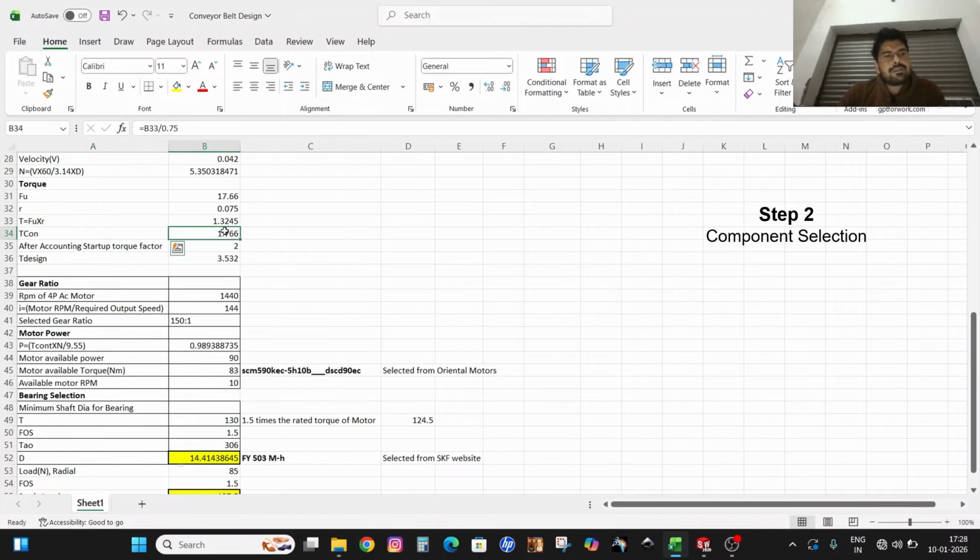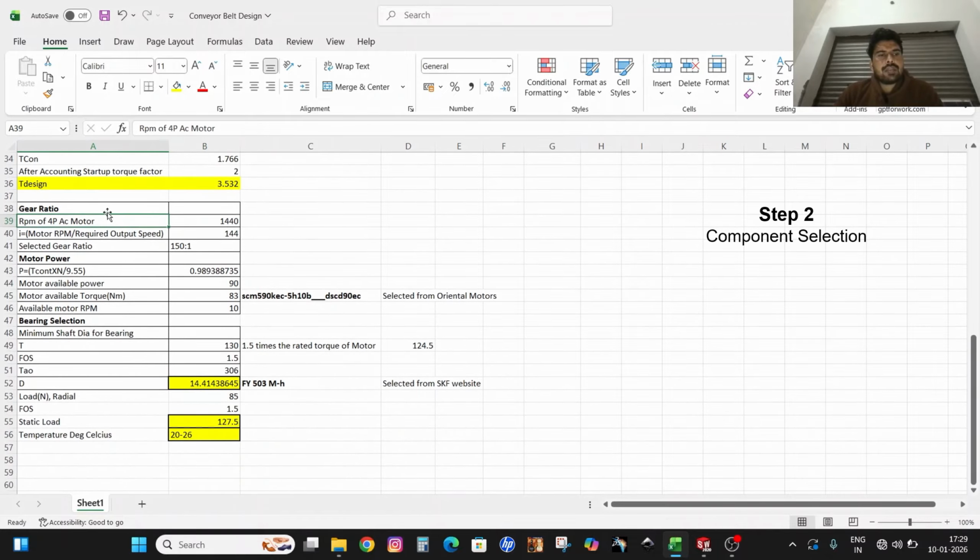Continuous torque will be this torque divided by efficiency, which gives me 1.766 Newton meters. One more factor that we have to add is the startup torque factor, which is a typical value of 2. So if we multiply 1.766 by 2, it gives me 3.532 Newton meters of torque. This is the design torque.